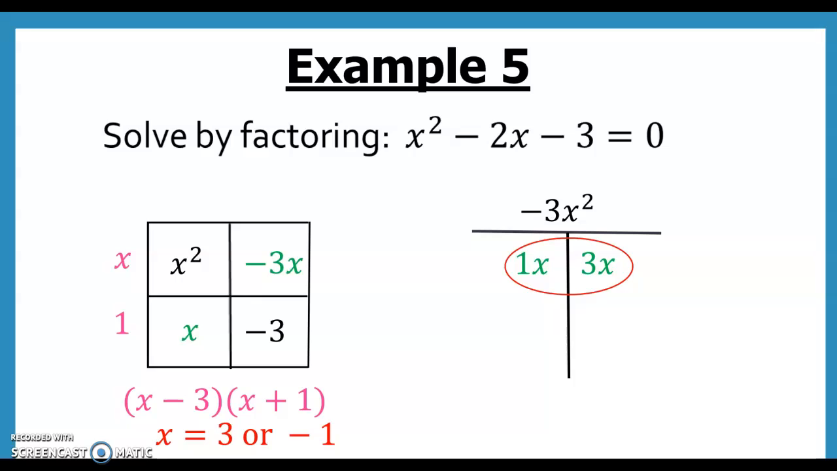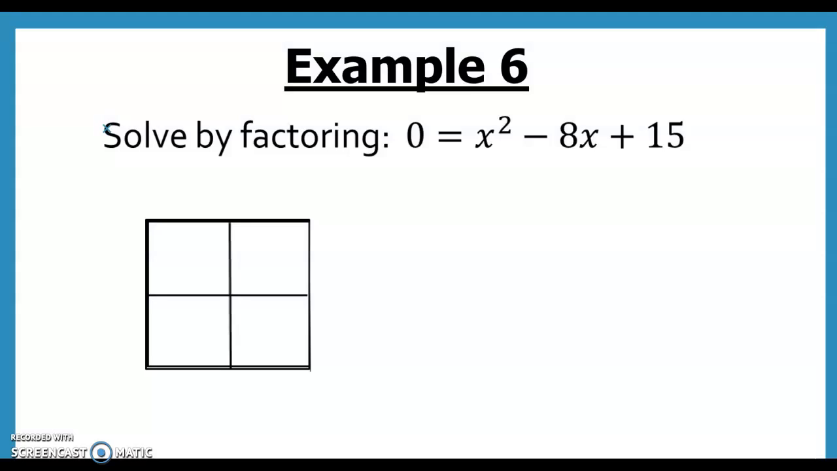Then I go to the first column, which is x squared and x, and their GCF is x. And then I go to the next column, and I look at negative 3x and negative 3, and they have negative 3 in common. So now I've just factored that. I factored it into x minus 3 times x plus 1. Well, remember, one of those two things has to equal 0, so x equals 3 or x equals negative 1. So now we've just solved our first quadratic.